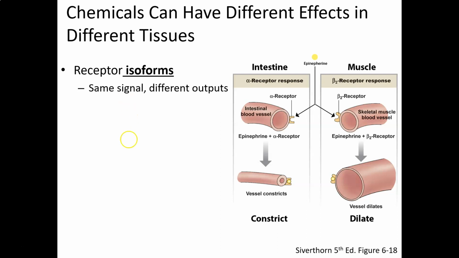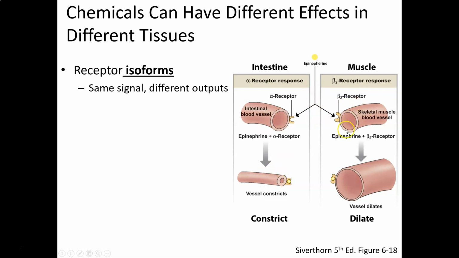So as an example, we have these isoforms of receptors that are called alpha, or sometimes known as alpha 1 receptors. And we see those on certain blood vessels. As a matter of fact, most of our systemic blood vessels have alpha 1 receptors. And when they get stimulated by epinephrine, adrenaline, right, it causes constriction.